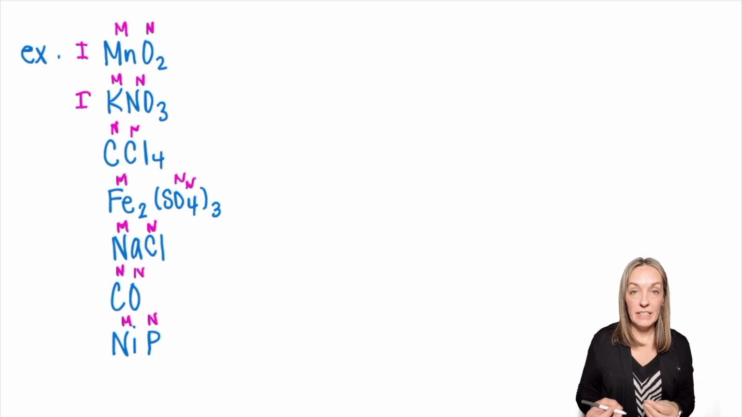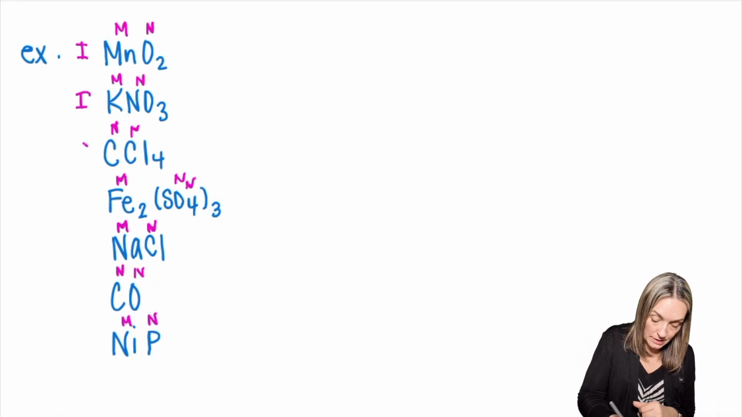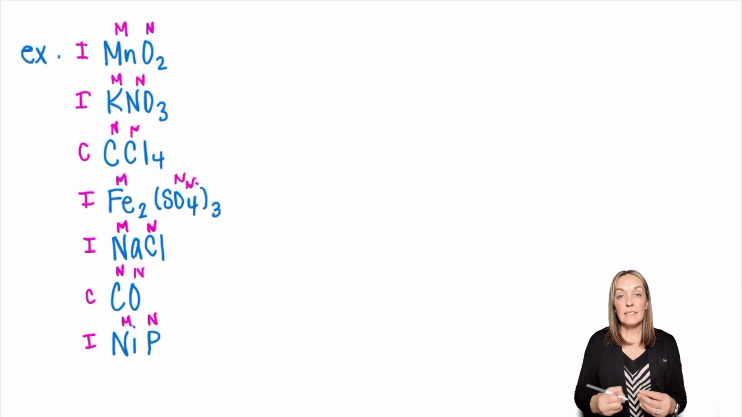All right, now that I've identified whether I have metals or nonmetals, I am going to classify them as ionic or covalent. This one is covalent, metal and 2 nonmetals, again ionic, metal and nonmetal ionic, 2 nonmetals covalent, metal and nonmetal ionic.